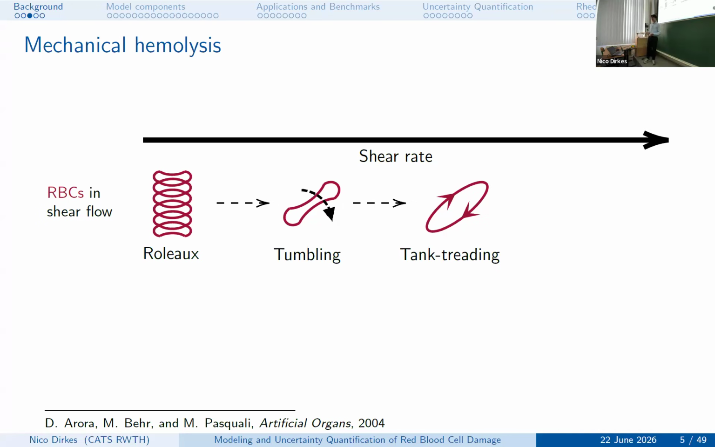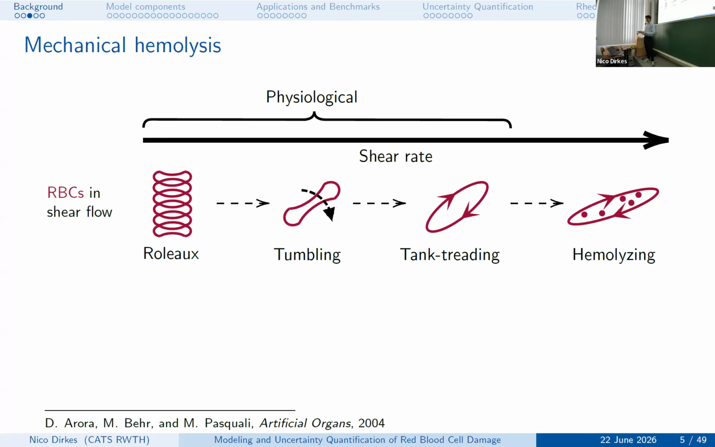And eventually, at even higher shear rates, this tank treading continues. But the higher the shear rates, the more elongated the cells become. And eventually this hemolysis starts to occur. So then the membrane is strained so much that pores can start to form in the membrane. And then the hemoglobin, this fluid which is contained within the cell, can leak out through those pores. So this is really the state of hemolysis, which we don't want.